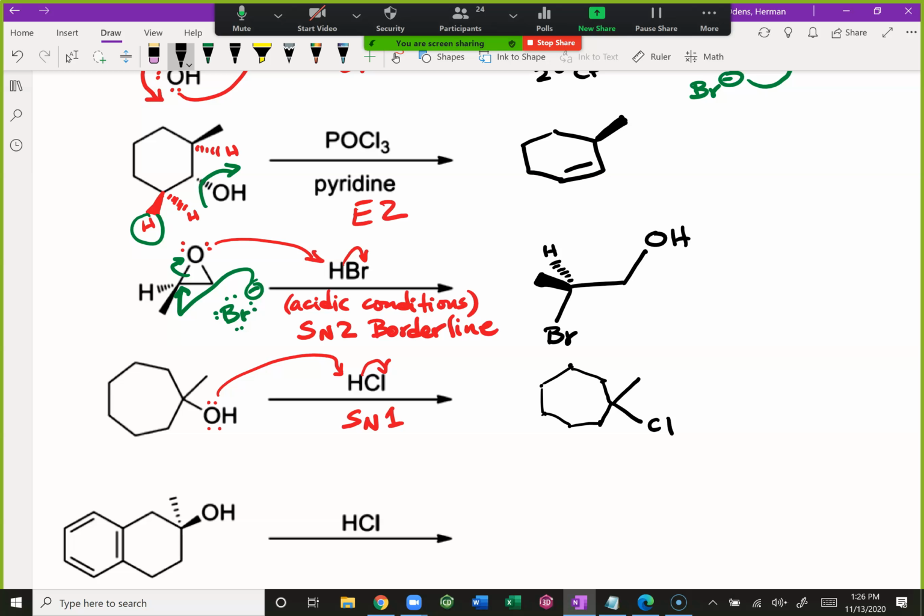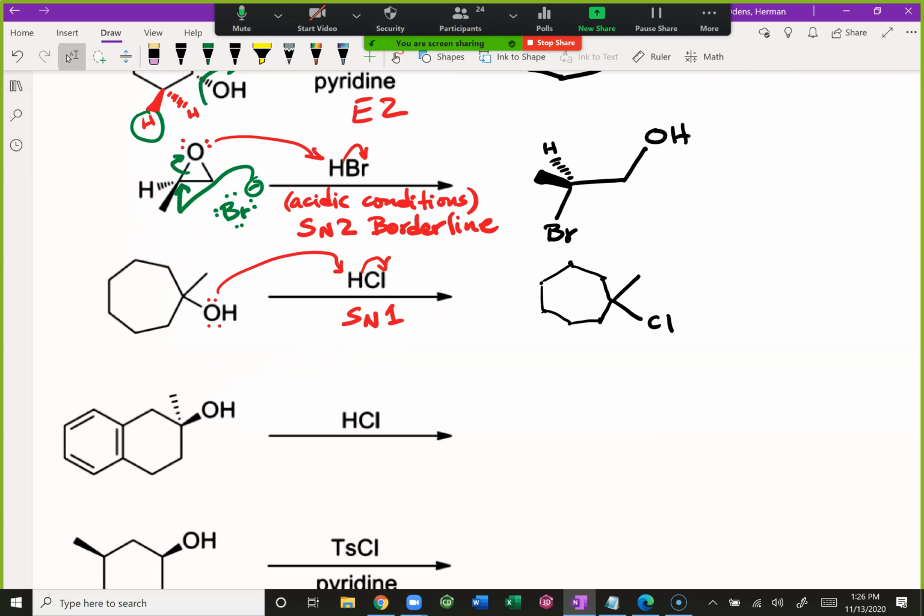Is there a plane of symmetry? Yes, there's a plane of symmetry. So this molecule doesn't have chirality at all. All right, but the next one does. So yeah, this is achiral, so it's non-racemic. It's just achiral. All right, let's do the next one.